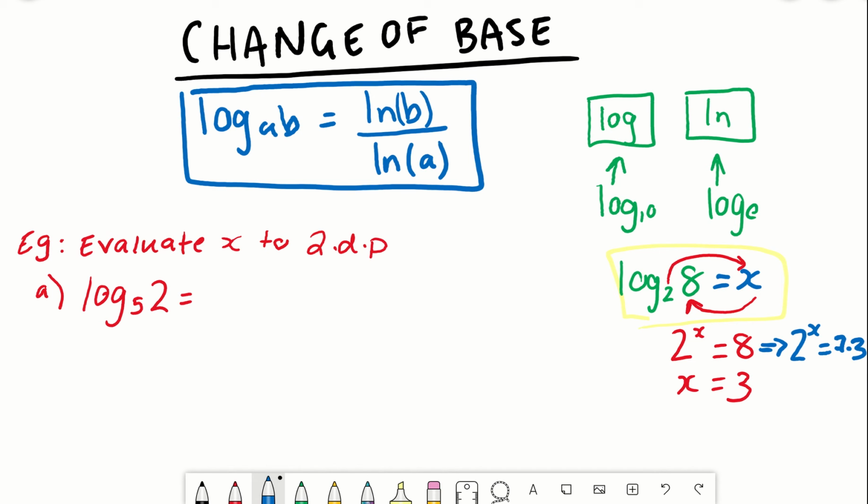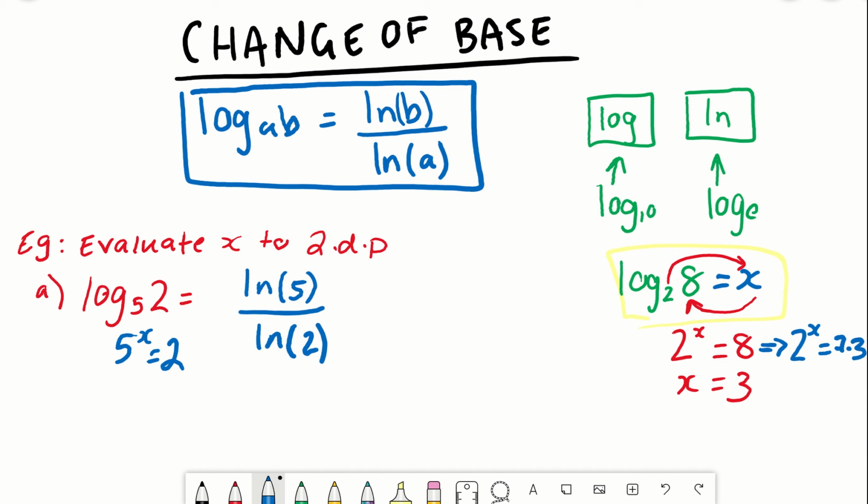Using this formula, it just says take log of b and divide it by log of a. So this is our natural log. In other words, log of the big number over log of the small number. So if I need to work out 5 to the power of what equals 2, well, let's follow this formula. I'm going to do ln of 5 over ln of 2.